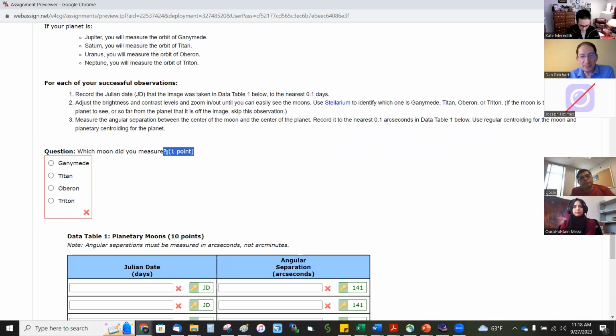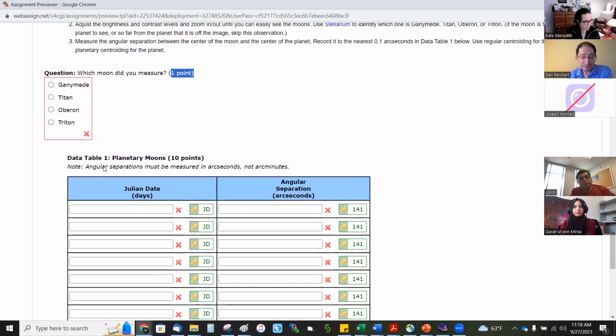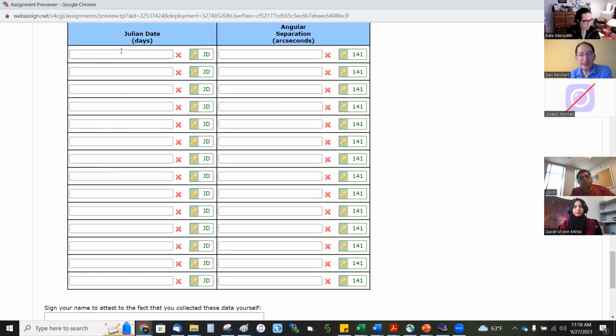Although it says it's only for 1 point, it sets the auto grading for everything else. If they're working on Ganymede going around Jupiter and they select Titan going around Saturn, they will lose a lot of points. So just be aware, it's a simple question, but it sets the auto grading. Okay, and then we have 14 lines here. They're going to fill in, for as many images as they got, the Julian date and the angular separation.